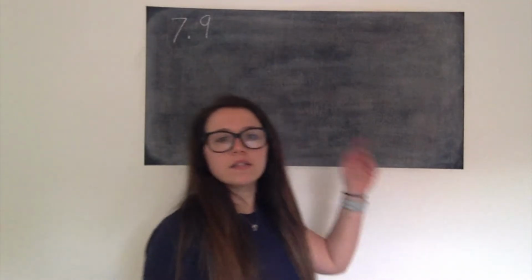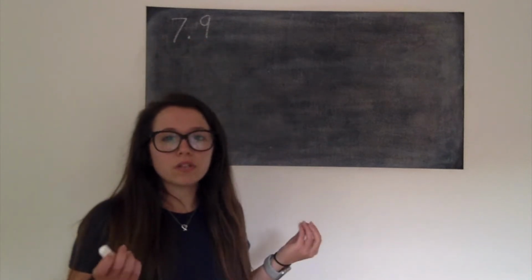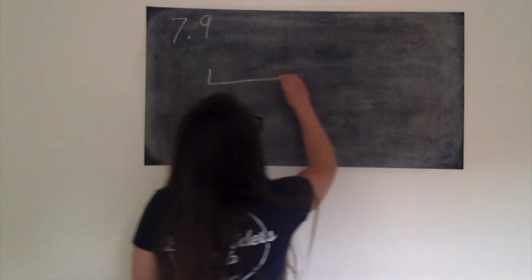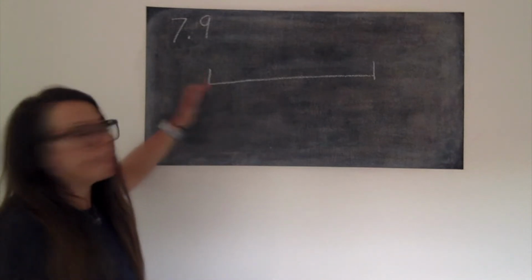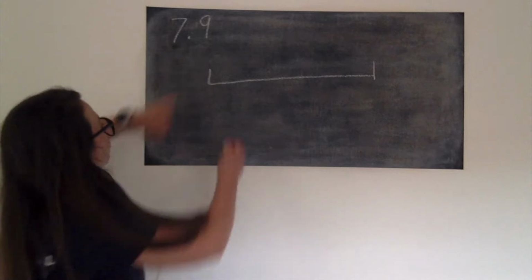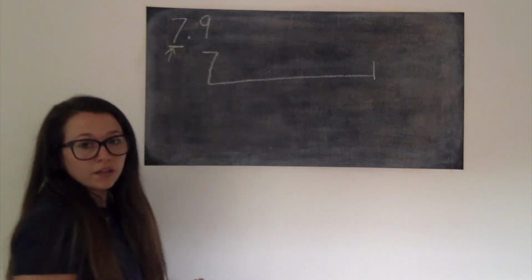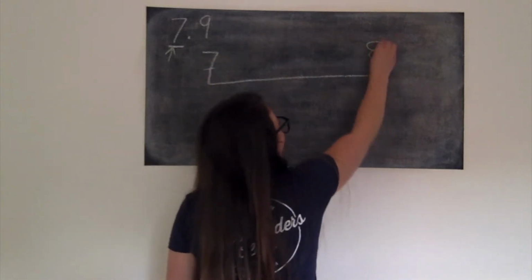So if we had 7.9, so I've got 7 wholes and then 9/10, I want to know what is the nearest whole number that lies between. So for this, I want us to draw a number line. At the bottom of your number line, we want the two whole numbers that this lies between. So the first one is always going to be the first whole number that's in your number. And then just think about what's the next whole number on the number line. So that would be 8.